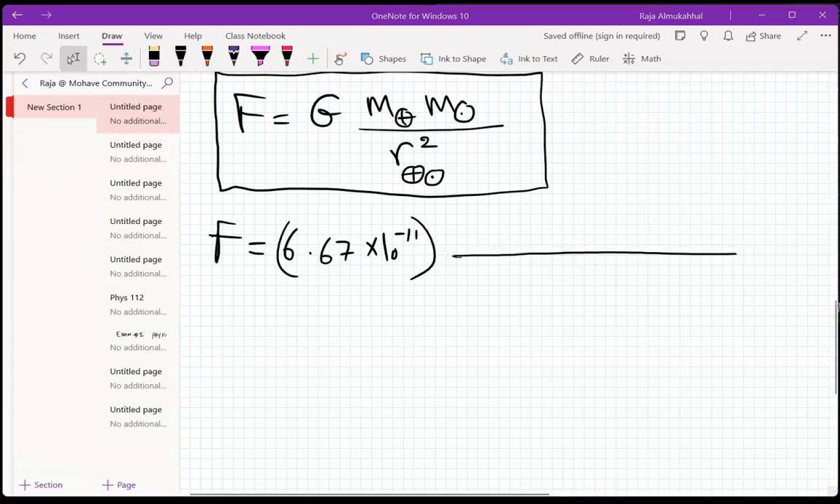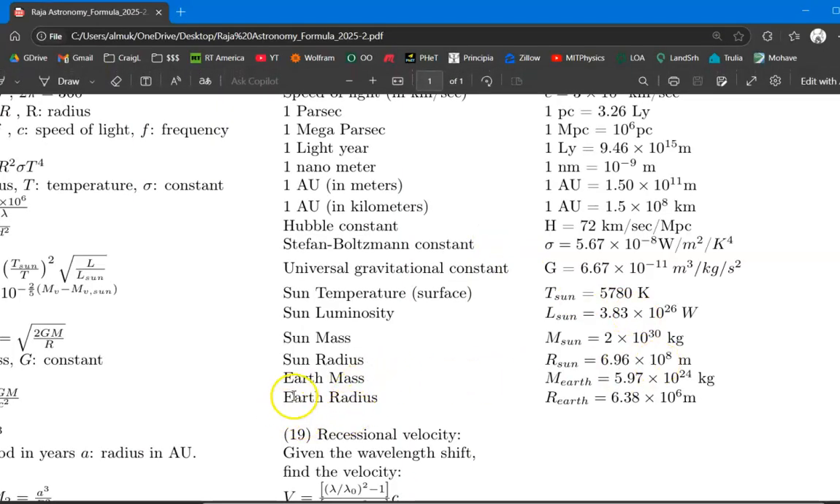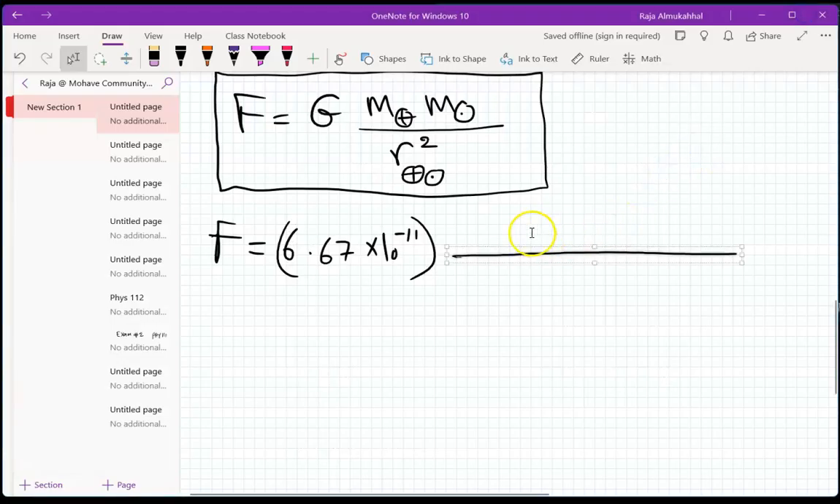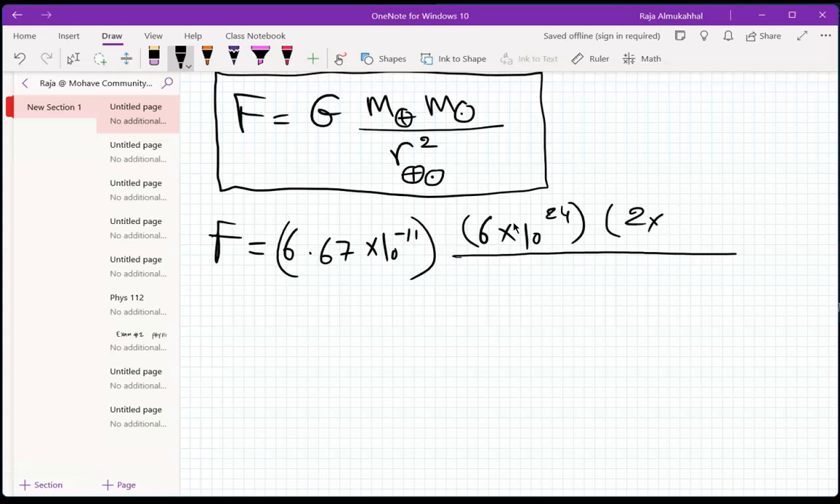Anyway, moving on. So the mass of the Earth, as you know, is... I forgot what it is. I want the precise value of it. Mass of the Earth, 6.24. Let's just say 6.24, so 6 times 10 to the 24 kilogram. Mass of the Sun is 2 times 10 to the 30.